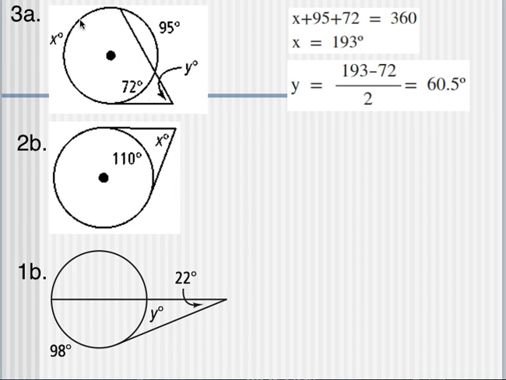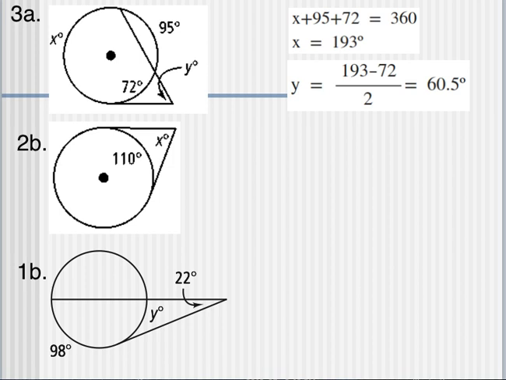Now, you could use that rule that if you add up the measures of all the arcs around your circle, it should always equal 360. So you could say x plus 95 plus 72 equals 360. Once you know what x is, then you could do arc minus arc all over 2 to get y.